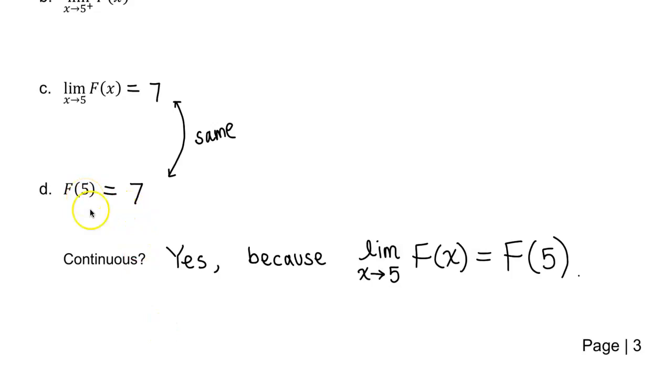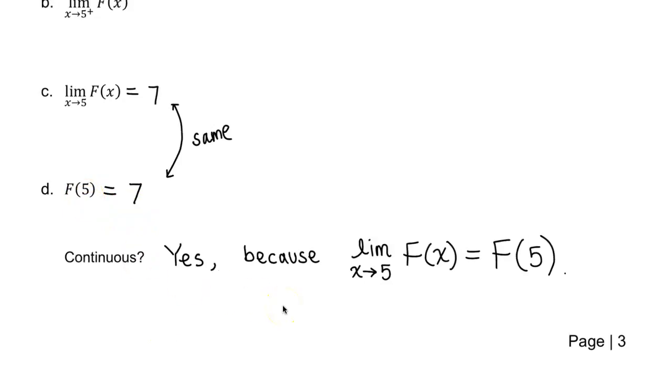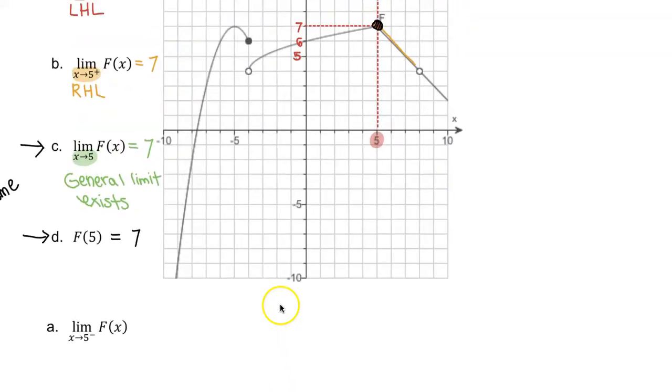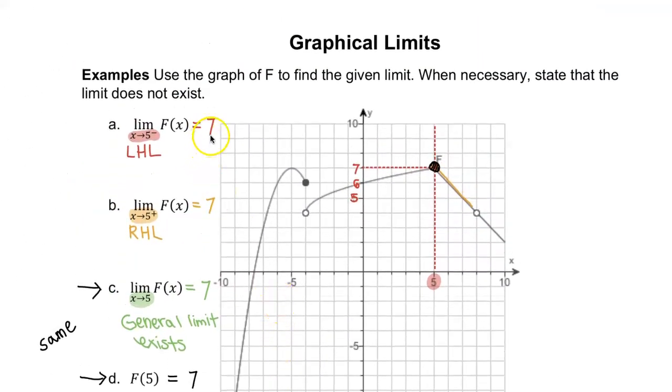We'll talk about this continuity definition more in section 1.2, but this video was more for reading the left-hand limit, approach it from the left, and the right-hand limit, approach it from the right, and if they are exactly the same, then we get to say that the general limit exists and that it equals that same value.